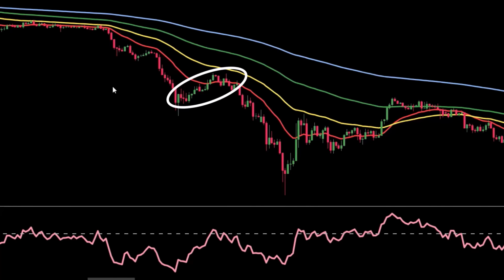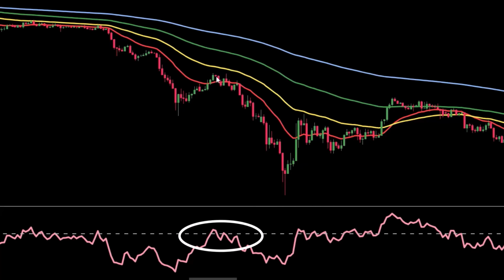Now we wait for a pullback. A healthy downtrend does not move straight down forever. Temporary rallies are normal, and they often provide much better entries than selling after a large bearish candle. After the pullback develops, watch the RSI. We want it to stay below the 50 level. If it briefly moves above 50 but quickly drops back below it, that's usually acceptable. The important thing is that bearish momentum returns.